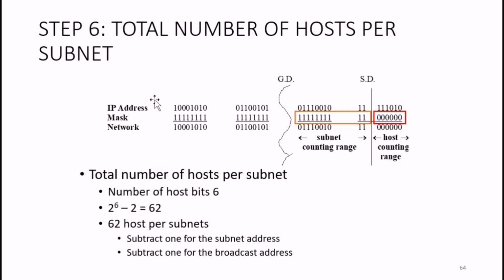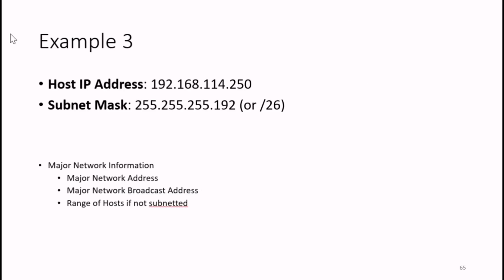And the last question is the total number of hosts per subnet. So for each subnet, how many hosts can we assign? We just use this equation, 2 to the power of the number of bits in the host, minus 2. In this question, the host has 6 bits. So that's 2 to the power of 6 minus 2. The 2 is for the broadcast and the network address. And we get 62 hosts per subnet.